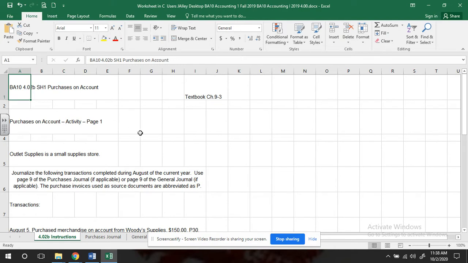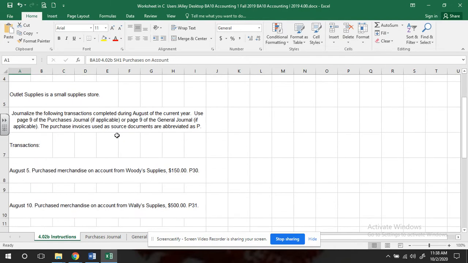You see that there. All right, so what we're going to do, it tells us that we're going to journalize the following transactions completed during August of the current year. Use page 9 of the Purchases Journal, if applicable, or page 9 of the General Journal. Well, we're going to be using the Purchases Journal.